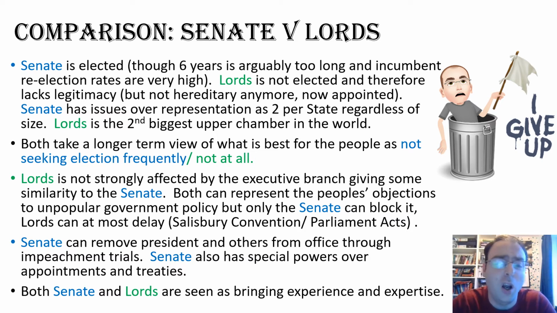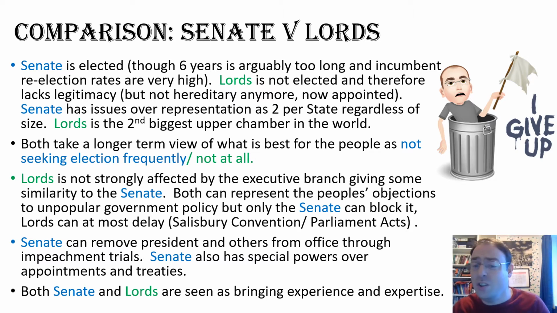Some states have overrepresentation through the Senate because it's 2 per state regardless of size. So you can see California being rather irritated by the fact that Alaska has the same number of senators as it does. And it does essentially mean that some Americans are better represented than others.